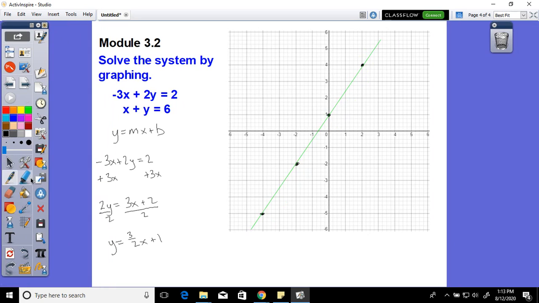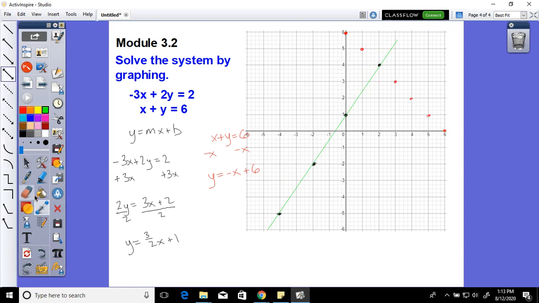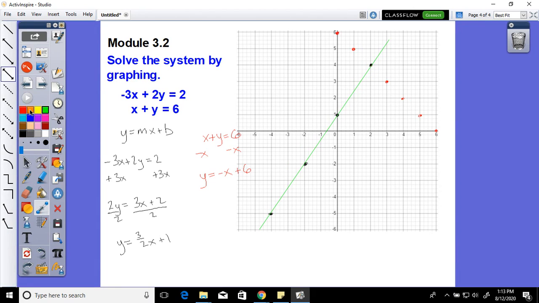All right, so now let's work on the second one. We have x plus y is equal to 6. We'll subtract x. So y is equal to negative x plus 6. All right, so we're going to go up here to plus 6. From here, we'll go down 1 and to the right 1. All right, so here's my graph. Once again, we'll connect that with a line.